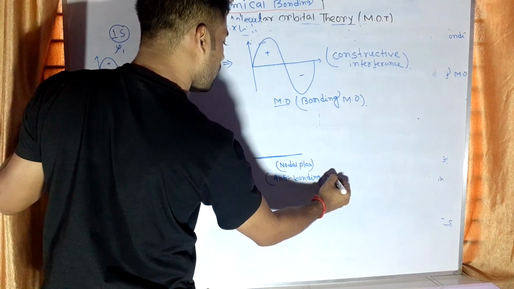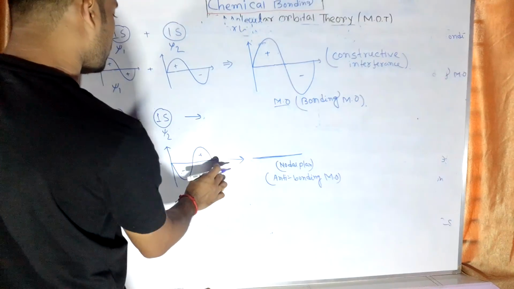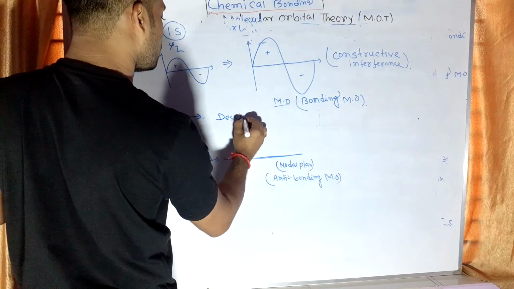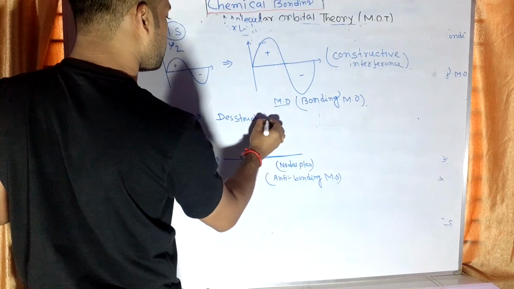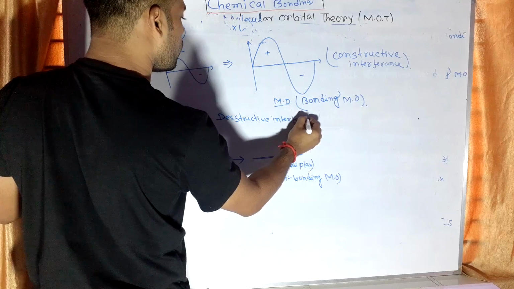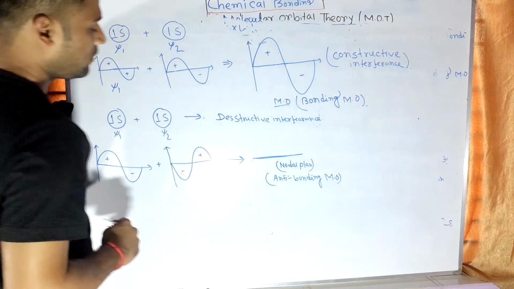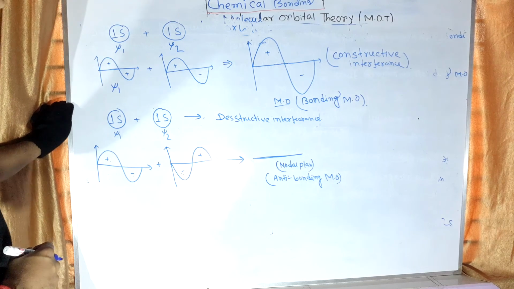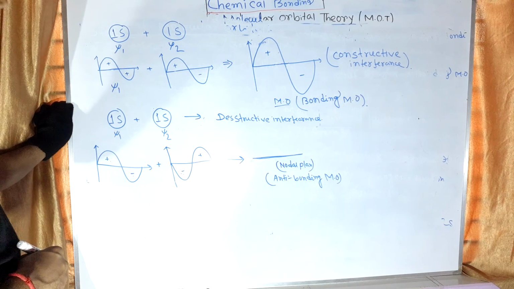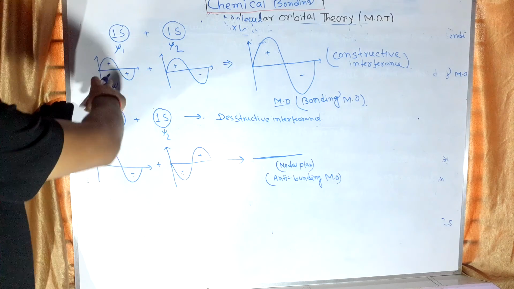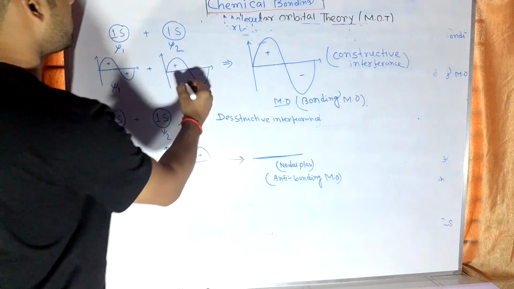This leads to the formation of the antibonding MO, and this phenomenon is called destructive interference. So the two new concepts, constructive interference and destructive interference, are clear. The two 1s orbitals have wave nature from the Schrodinger equation, and when the two waves are of the same manner, they overlap.